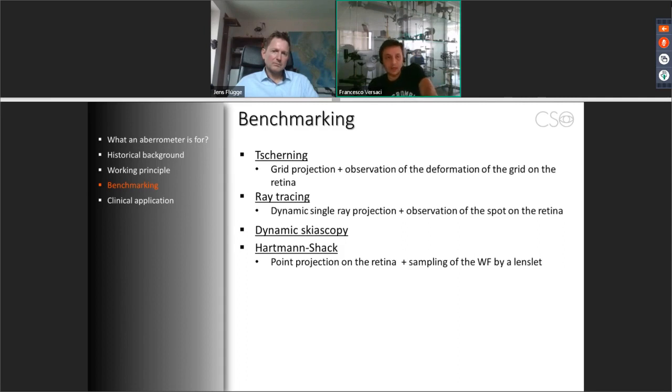That's why the Tracey device is measuring just 256 points, which is few compared to the rest of the devices in the market. And a method to measure aberrometry is also provided by NIDEK, with the aberrometer called OPD. And they use a kind of dynamic skiascopy. And last but not least, because it's the most widespread way of measuring the wavefront, we have to consider the Hartmann-Shack.